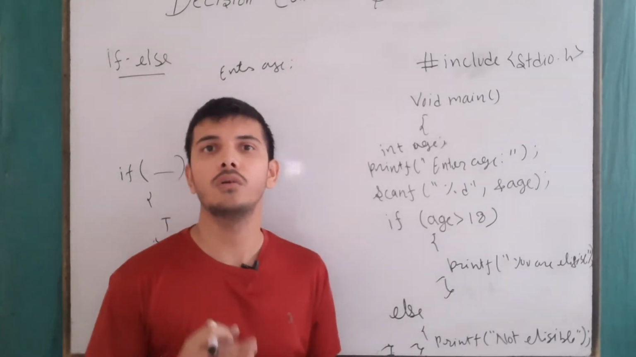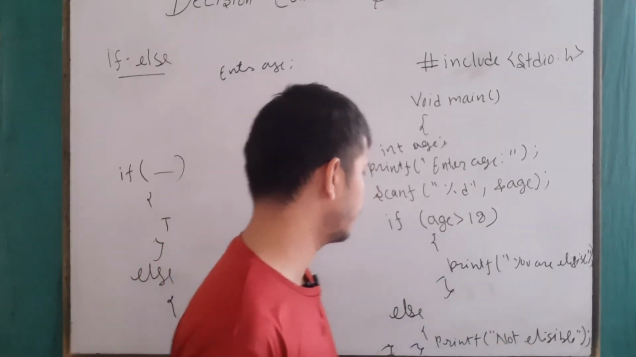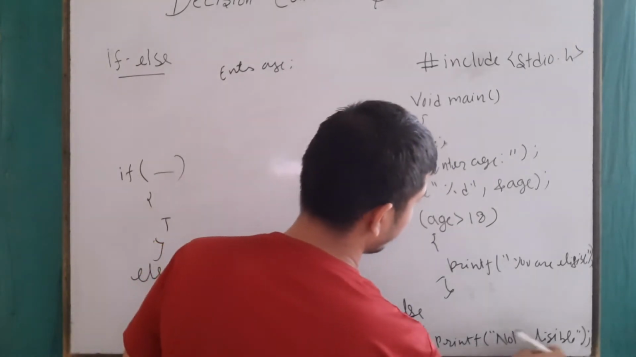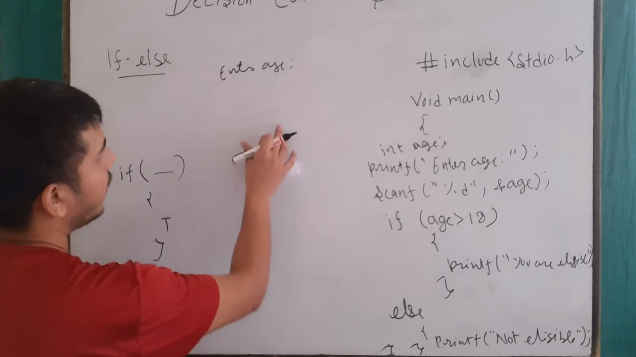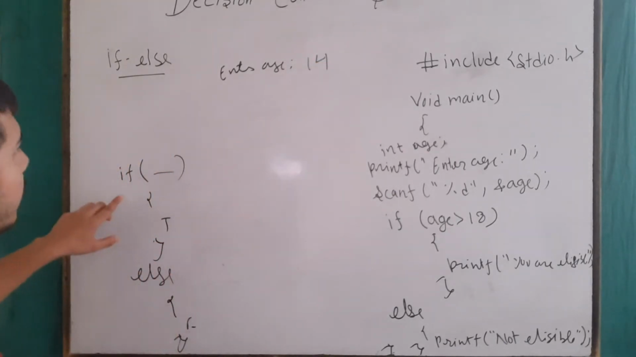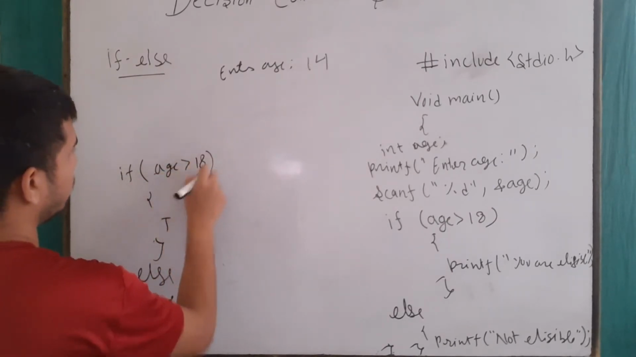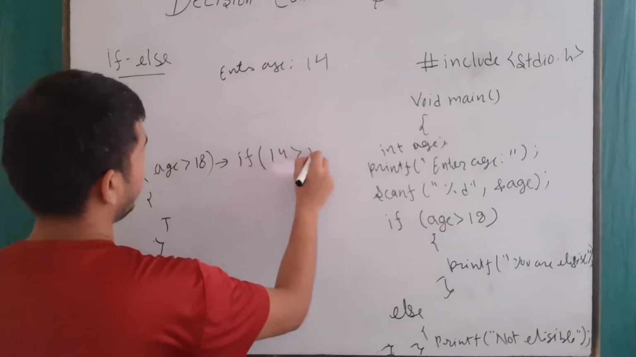But let's say that I want to let them know that you are not eligible. I also want that if they are not eligible, then printf "not eligible" should be evaluated, right? So what happens, I will write here, let's say, 14. Now the condition here is age greater than 18. So this will be something like if age is 14 greater than 18.